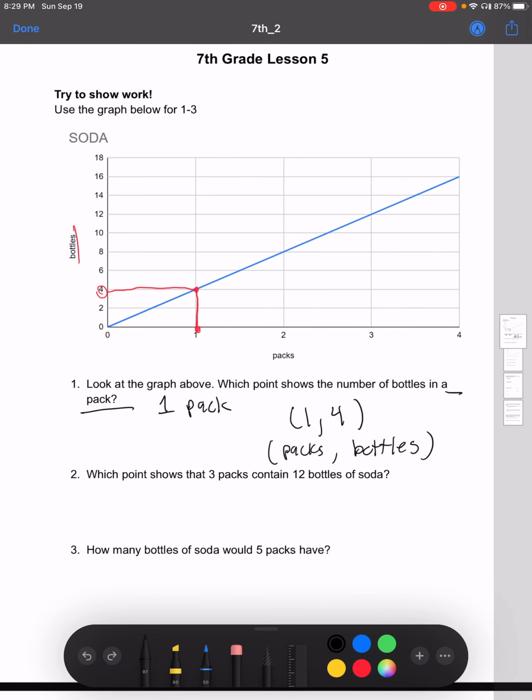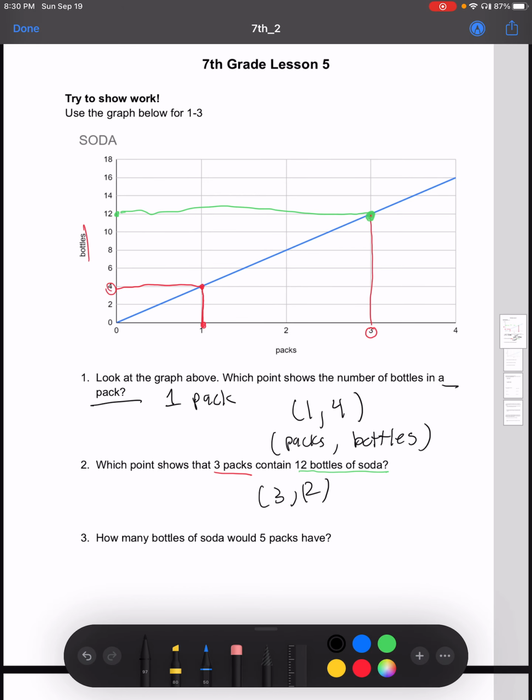In one pack, there are 4 bottles. Number 2 asks us, which point shows that 3 packs contain 12 bottles of soda? Well, this time we're looking at 3 packs, again, right there. So we draw it up towards our graph. And then they're asking us 12 bottles of soda. 12 bottles of soda would be right there. And we connect it to our graph. And our answer would be this point right here. And that would simply just be 3, 12. Pretty simple.